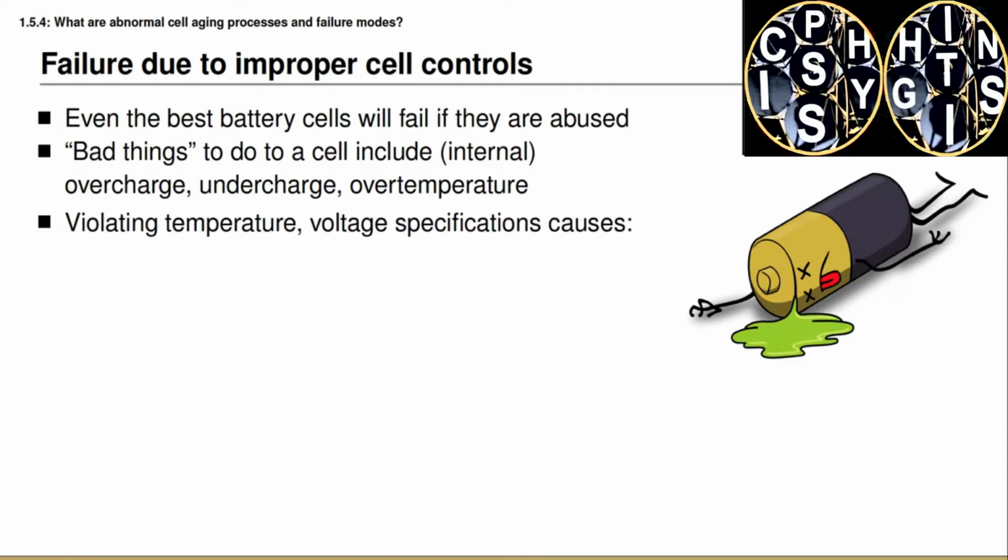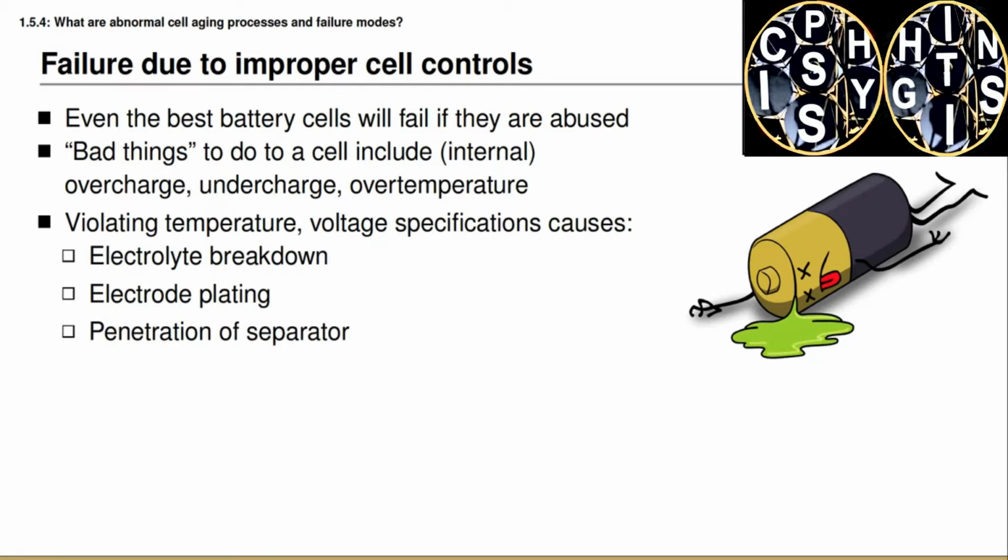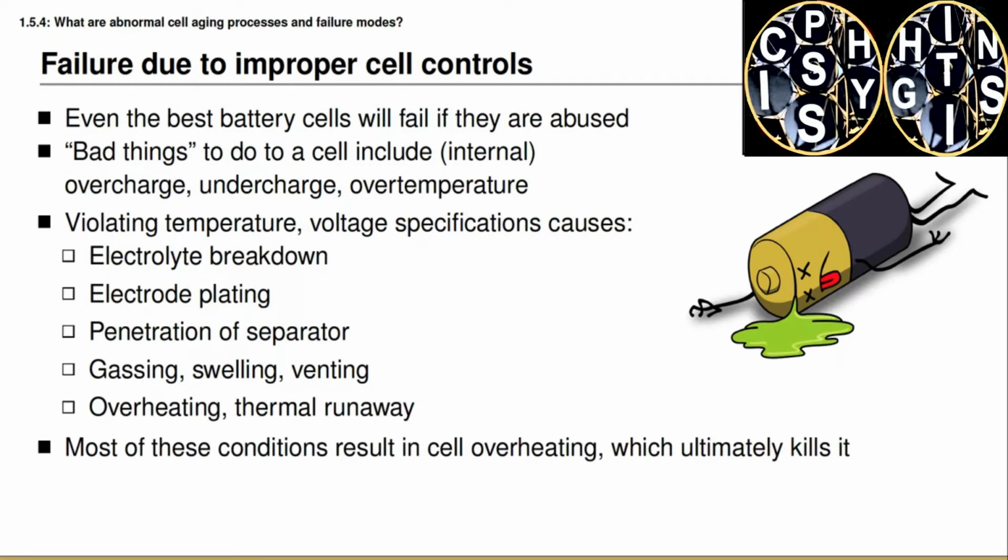If we violate a temperature or a voltage specification, that can cause a number of things to happen. One of them might be electrolyte breakdown. One of them might be electrode plating, or we could have penetration of the separator where one electrode contacts the other, or we could have gases forming or swelling of the packaging and even venting of the packaging. We can even have overheating and thermal runaway. And you've seen some of these before in the previous lesson and when we talked about thermal management, but here we're talking about them in an extreme way due to some abuse.